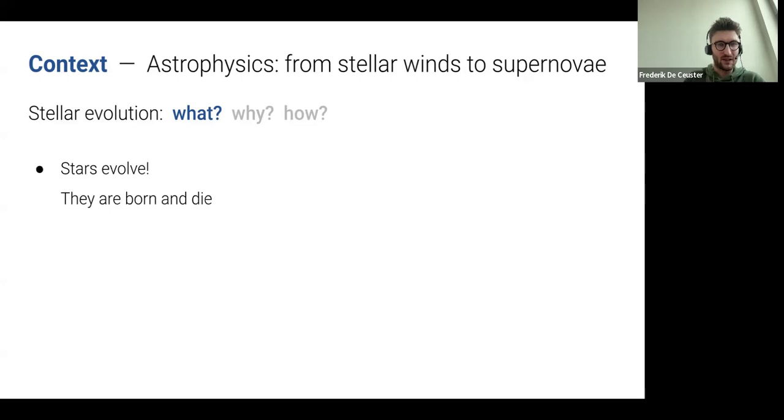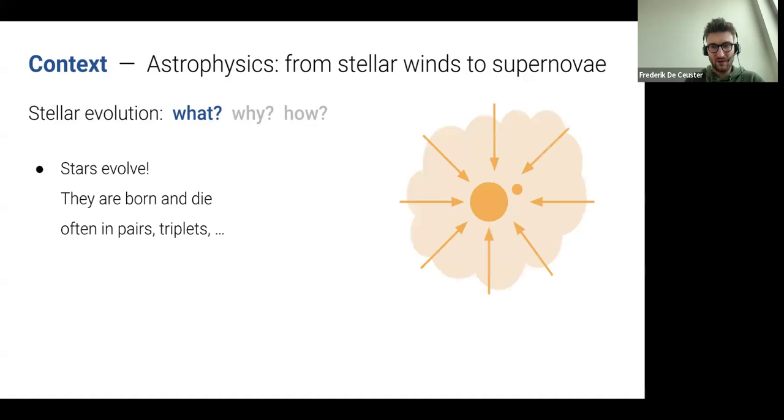First you need to know that stars evolve. They are born and they die. They haven't always been there and they won't always be there. They are born when large molecular clouds collapse under their own gravitational weight, and they form denser regions that then collapse and start burning hydrogen into helium and start all these nuclear fusion reactions.